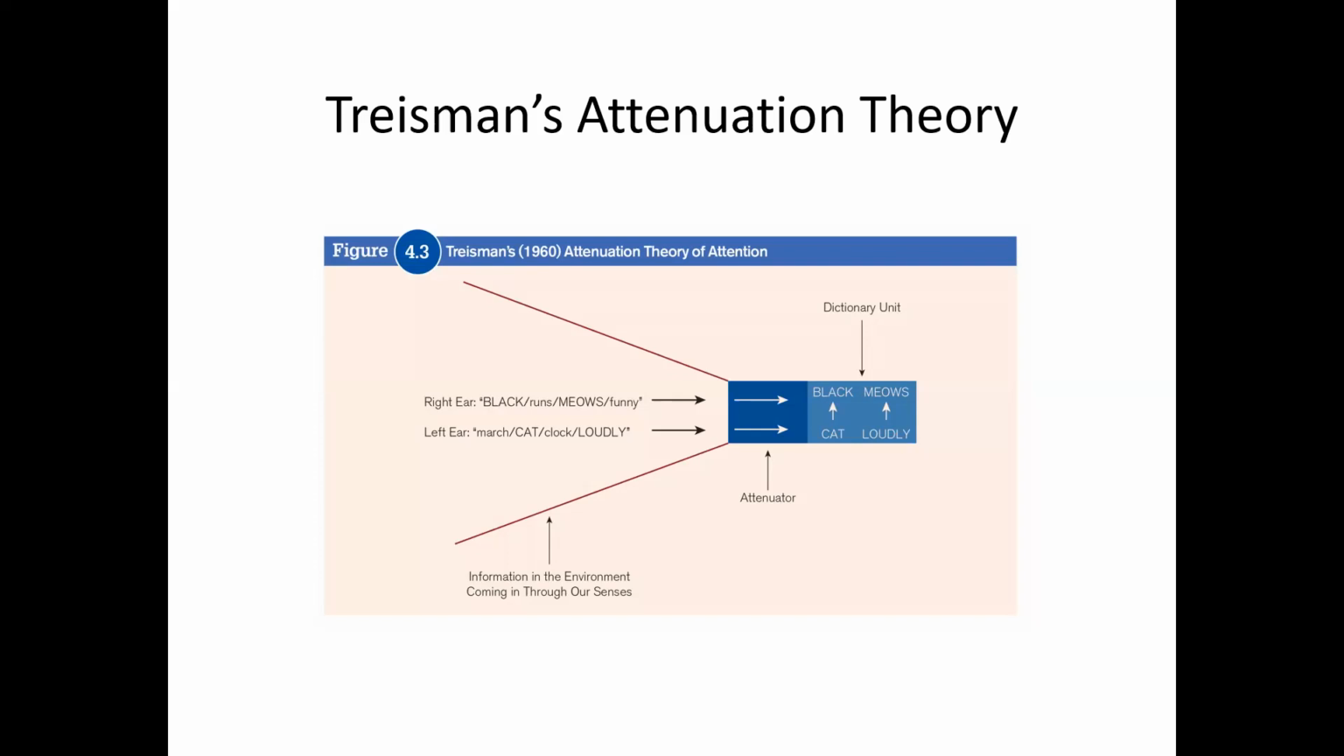So your brain is trying to figure out what information should actually be responded to. So it's able to use context, personal significance, like your name, and alertness in order to determine if this should be used for the dictionary unit in this threshold, which is why "black cat meows loudly" goes through as opposed to "March runs clock funny." All right, this attenuation theory actually gets refined later by the same researcher.